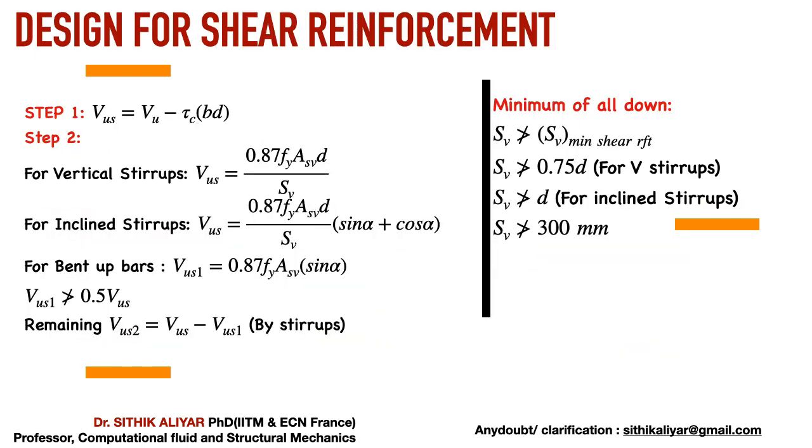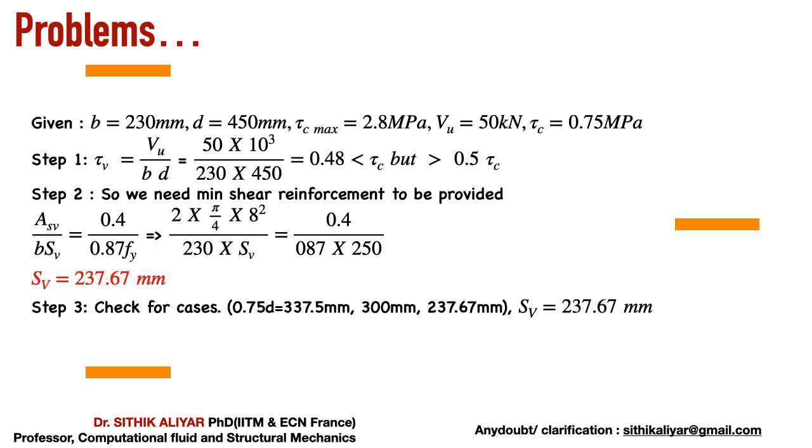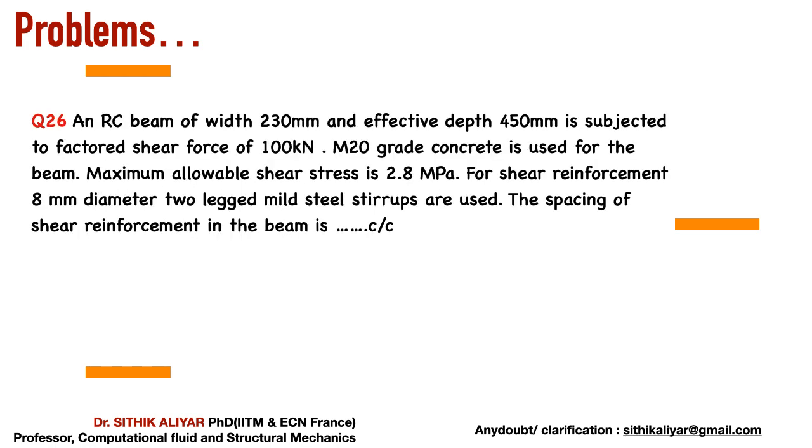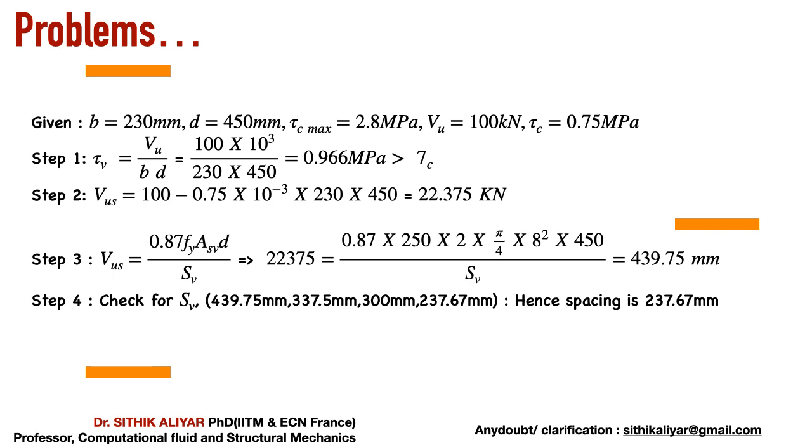You see the first case in the minimum of all. Already we have calculated in the previous problem the minimum shear reinforcement for the given case. Minimum shear reinforcement is not a function of shear force at all. It is a function of B, ASV and Fy. So in this case it is 237, and 237 is your answer. Again I am explaining: 439 is what you got first, 337.5 is nothing but 0.75 D, and 300 is the 300 mm limit given in IS 456.